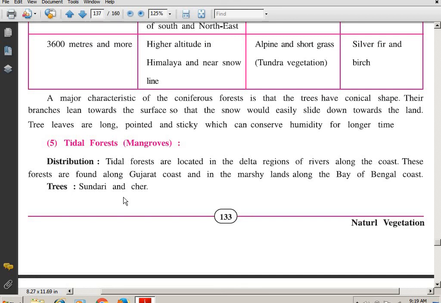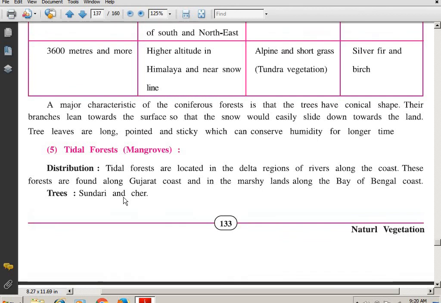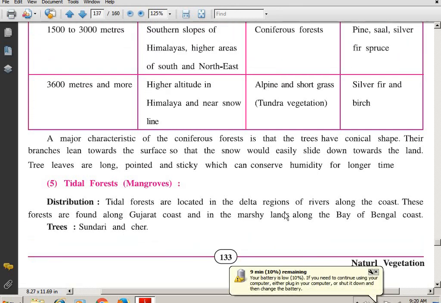Now, look here, the tidal forests are located in the delta region. Underline that, the delta region. Another name for this forest is mangroves. In the delta region of the rivers along the coast, you will see so many trees so close together. These forests are found along the Gujarat coast and in the marshy land along the Bay of Bengal coast. And which trees are they? They are Sundari and Cher. So students, this was the 4 marks question where we saw the 5 points.